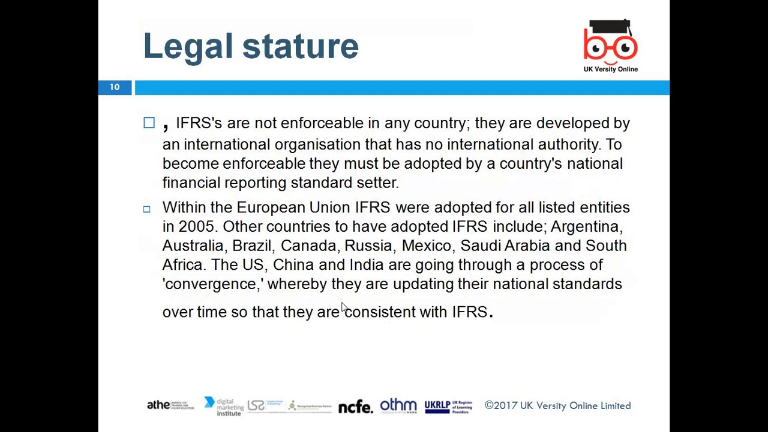Okay, next we're looking at the legal structure. IFRS are not enforceable in any country. They are developed by an international organization, with no intention of an international authority making them enforceable. They are adopted by each country's national financial reporting setter. So IFRS makes the standard, and the local accounting bodies in each country will make sure they adopt them.